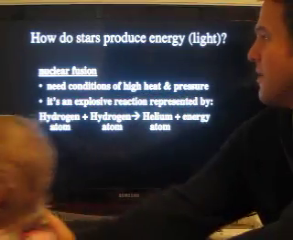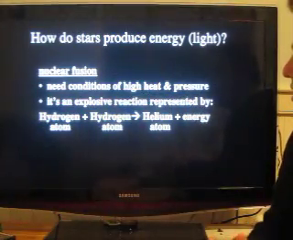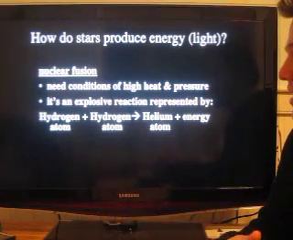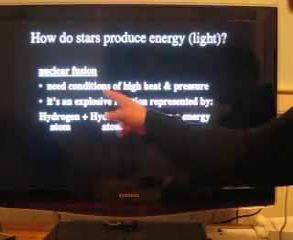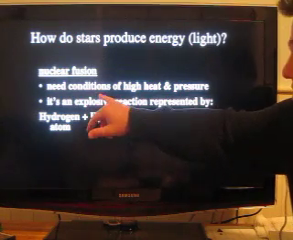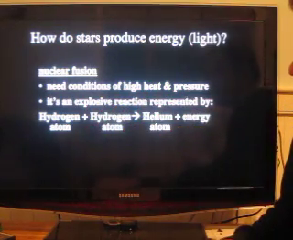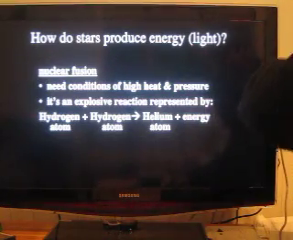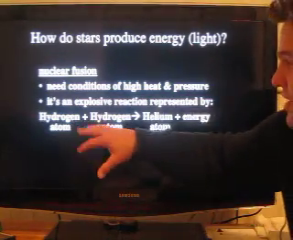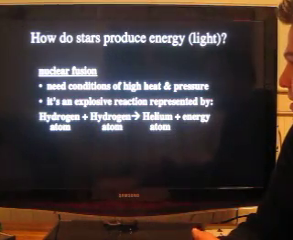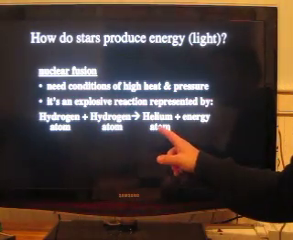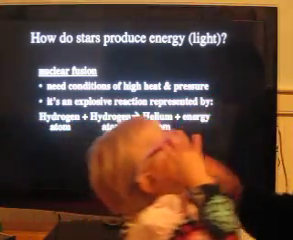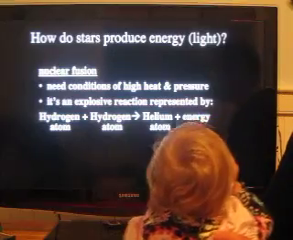Now go over there. All right, so nuclear fusion is an explosive reaction, and that's what produces the energy for stars. For it to happen, it first needs conditions of high heat and pressure, and once those conditions are met, it can take place. What it actually is: two hydrogen atoms join together and form a helium atom, and that releases energy when that occurs.